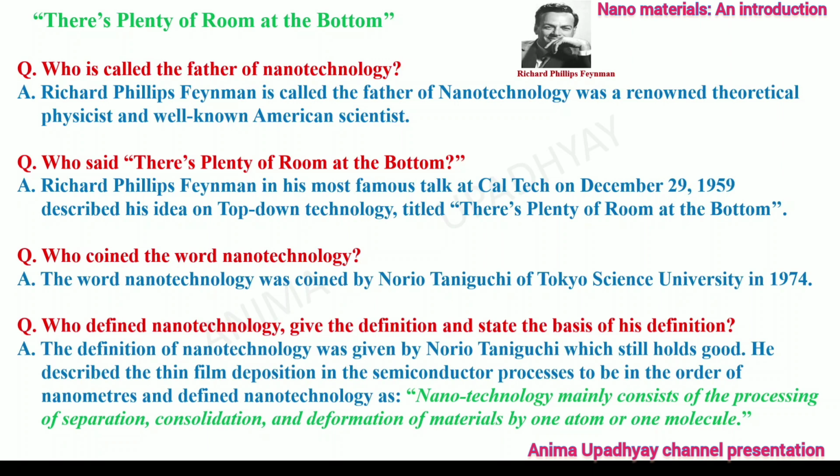Who defined nanotechnology? Give the definition and state the basis of his definition. The definition of nanotechnology was given by Norio Taniguchi, which still holds good. He described the thin film deposition in the semiconductor processes to be in the order of nanometers and defined nanotechnology as: nanotechnology mainly consists of the processing of separation, consolidation and deformation of materials by one atom or one molecule.